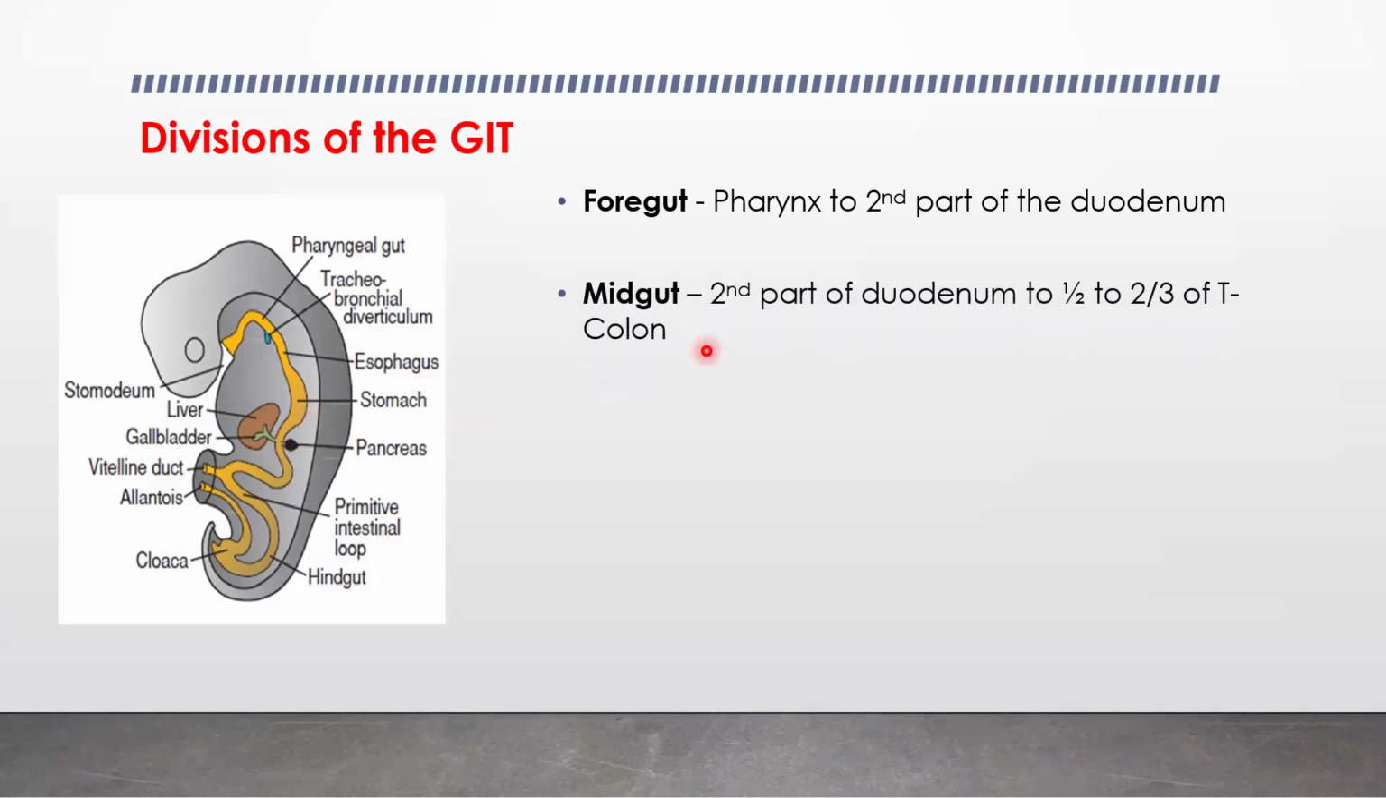Okay, so then the midgut. Now you start from the second part of the duodenum up to the region around 2/3 of the transverse colon. Let me not talk about the points of the midgut right now. Allow me to talk about them when we discuss the rotations of the midgut, so at least you can be able to explain it there. But just know the midgut extends from the second part of the duodenum to half or a third or 2/3 of the transverse colon. That will also be demarcated according to the blood supply.